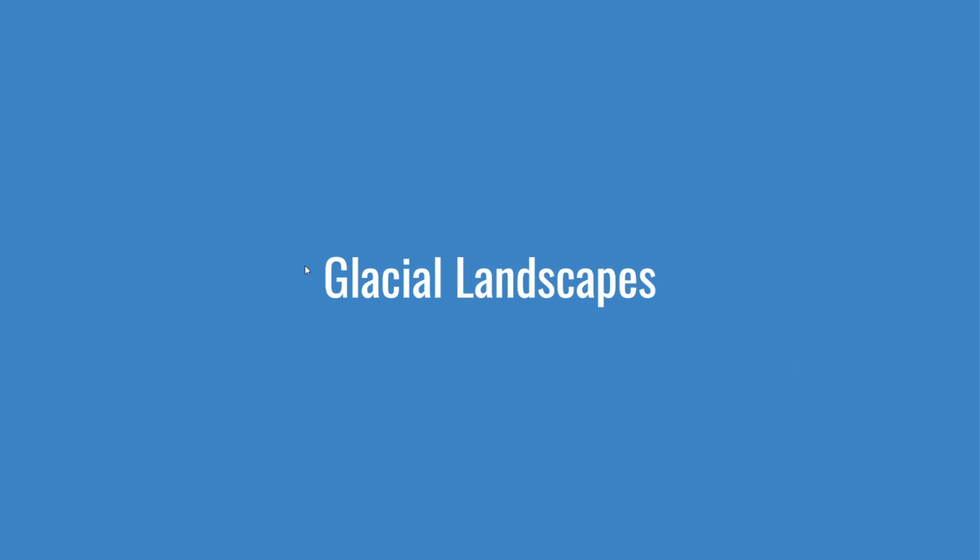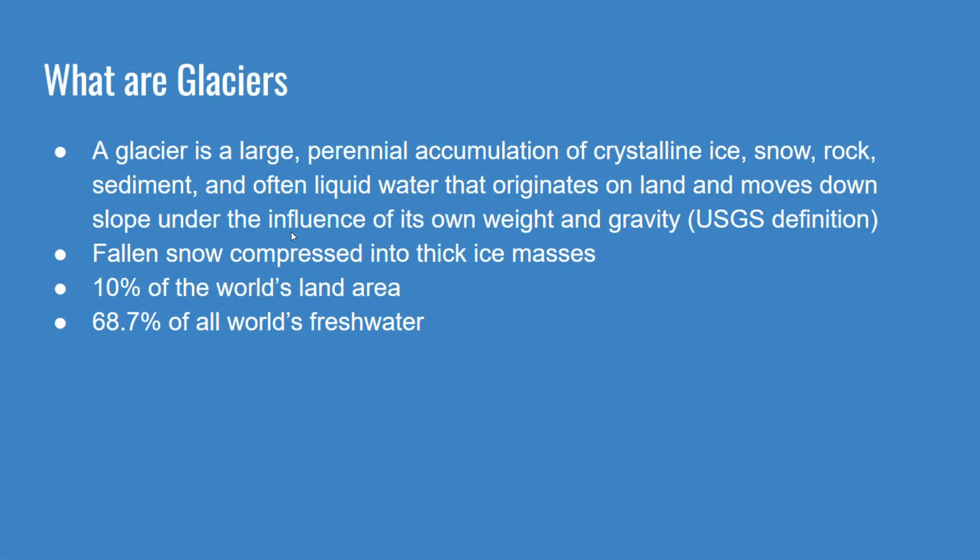Okay, now I will talk about glacial landscapes. So, a glacier is a large perennial accumulation of crystalline ice, snow, rock, sediment, and often liquid water that originates on land and moves down slope under the influence of its own weight and gravity. And this is the definition given by the United States Geological Survey.